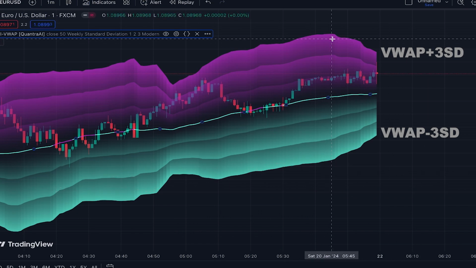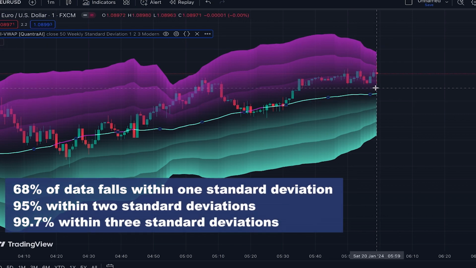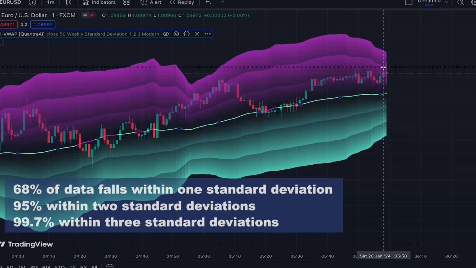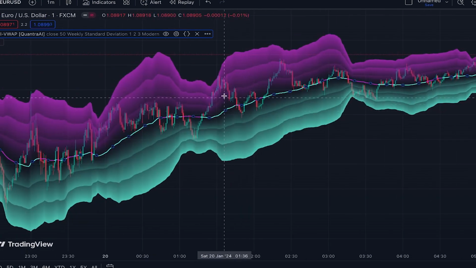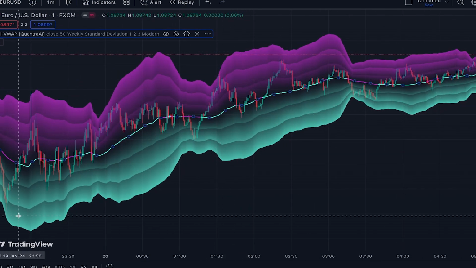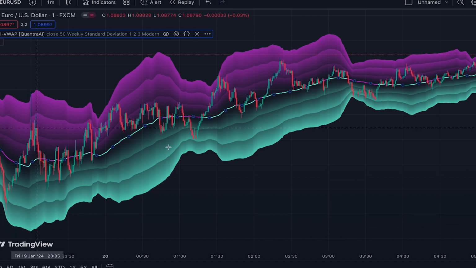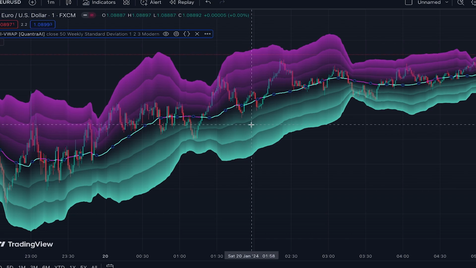Based on statistical principles and probability distributions, 68% of data falls within 1 standard deviation from the VWAP line, 95% within 2 standard deviations, and 99.7% within 3 standard deviations. So in times that the price reaches or goes beyond 2 standard deviations, most of the time we have a reversal of the price, as you can see. And in times that the price reaches or goes beyond 3 standard deviations, it's considered very rare and unsustainable, and we have a higher probability of reversal or momentum slowdown to get back to a sustainable level.